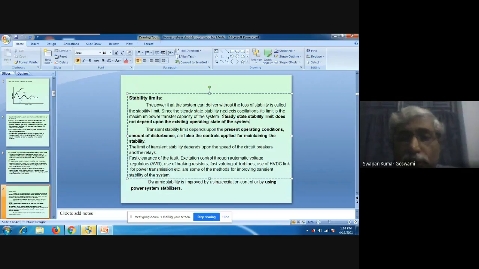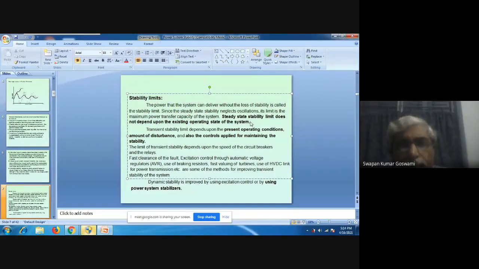So this statement is very important. What we are saying here is that the steady state stability limit is fixed. How much is it? It corresponds to the peak of the power angle curve. The value of the peak of the power angle curve gives you the steady state stability limit. You need not bother about the present operating condition, how much power the generator is delivering now. That is not at all important. What the delta value is now is also not important. What is important is the value of the power at delta equal to 90 degrees.